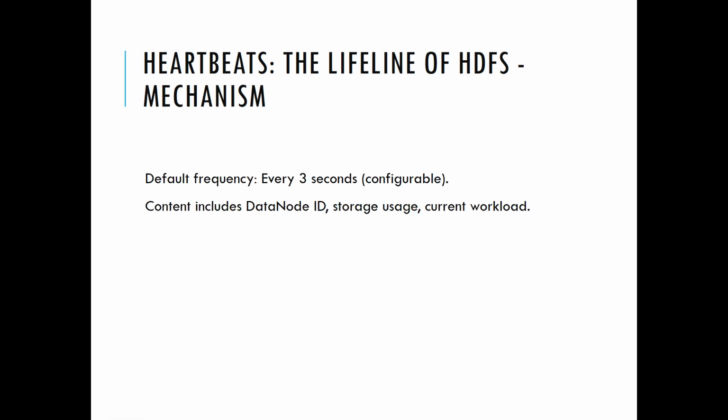Now, let's look at how heartbeats work mechanically. By default, every DataNode sends a heartbeat to the NameNode every 3 seconds. This interval is configurable. Each heartbeat message includes several pieces of information: the DataNode's unique identifier, its current storage usage, how much disk space is used and available, and its current workload, like the number of ongoing transfers. This information allows the NameNode to have an up-to-date view of the cluster's state. The heartbeat is sent via an RPC, remote procedure call, to the NameNode. It's a lightweight message, so sending it every few seconds doesn't impose a significant overhead but provides near real-time monitoring.